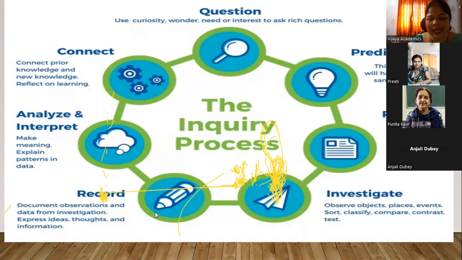Just see, this is the inquiry process. In the inquiry process, what do we do? We ask questions. Use curiosity, wonder, and interest to ask rich questions. Then predict. Think about what will happen, not the same as guessing. Everybody's prediction is different. As I'm predicting and you are predicting, you are not going to predict the same way. Then plan: identify methods and materials, seek information. Then investigation: observe objects, places, events; sort, classify, compare, contrast. Then record: document observations and data from the investigation, express ideas, thoughts and information. Then you analyze and interpret, make meaning, explain patterns in the data. Then connect prior knowledge and new knowledge, and reflect on learning. This is all about the inquiry process.